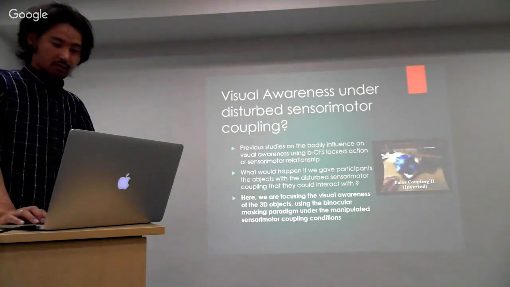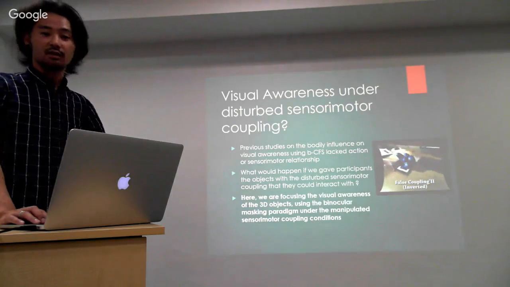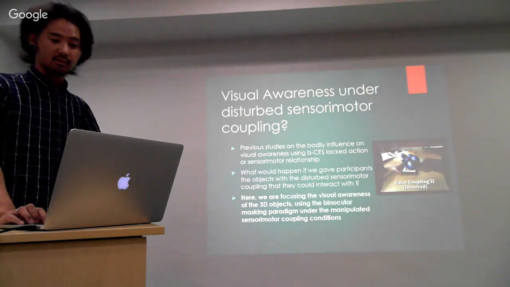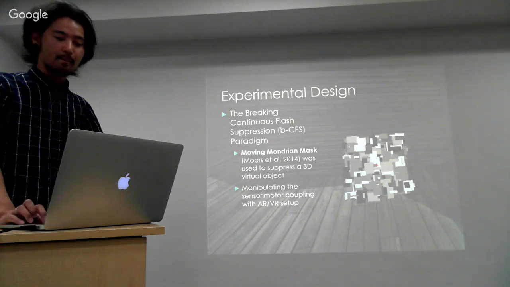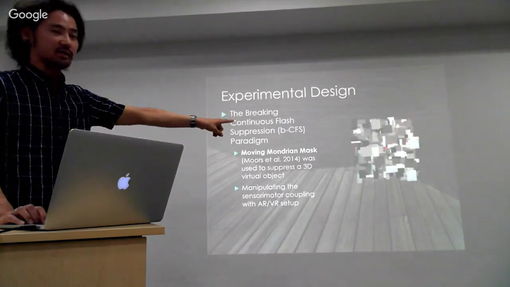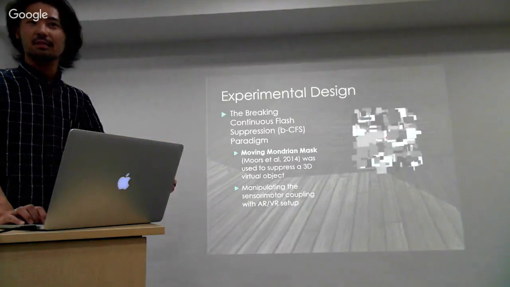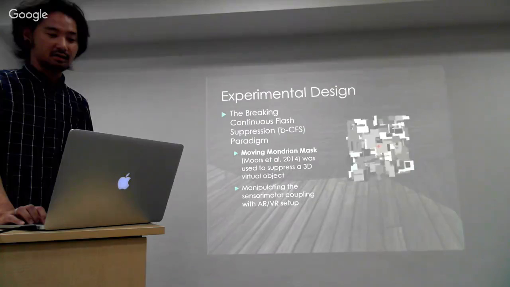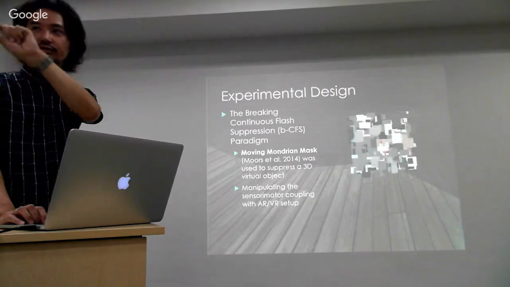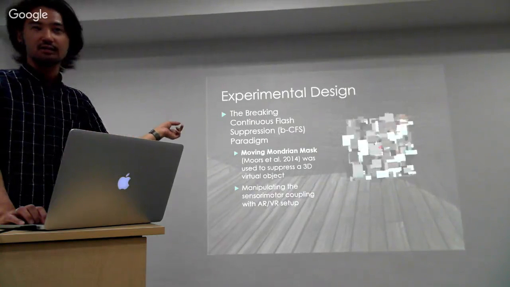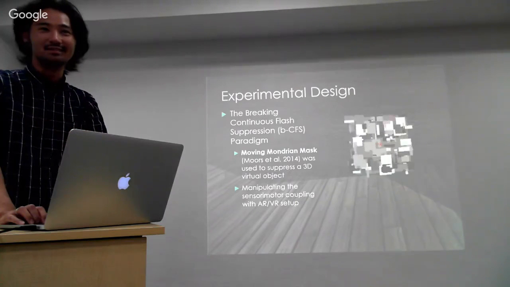So the idea is simple. I just use this weird sensory motor coupling object with binocular suppression in virtual reality. I'm using this mask. It's a bit different from the continuous flash suppression originally designed by Tsuchiya. It's called a moving Mondrian mask. Basically all the rectangles are moving continuously all the time. And I just found this mask hides the 3D object better than the classic one.